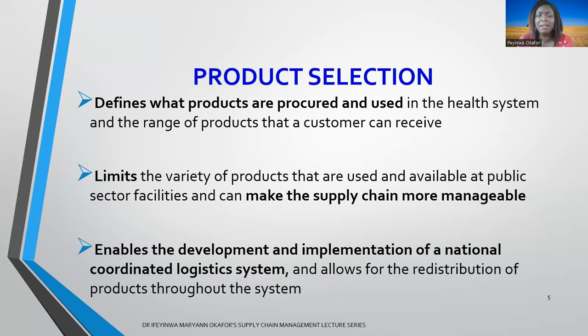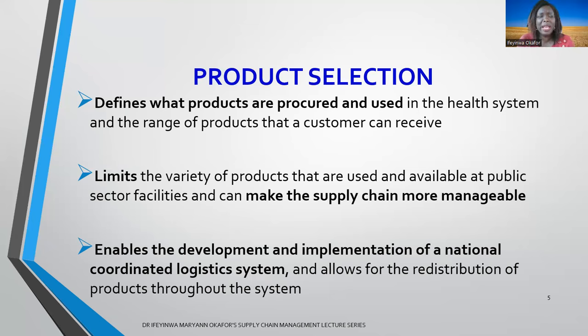Product selection also limits the variety of products that are used and available at public sector facilities. And this can make supply chain management easier. When you have limited products, it makes supply chain management easier.